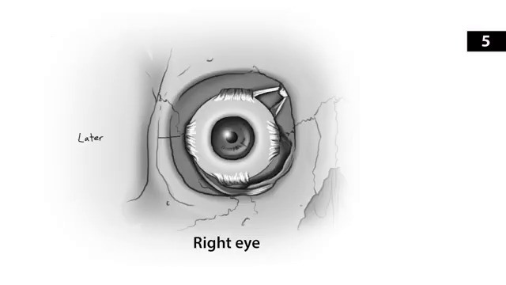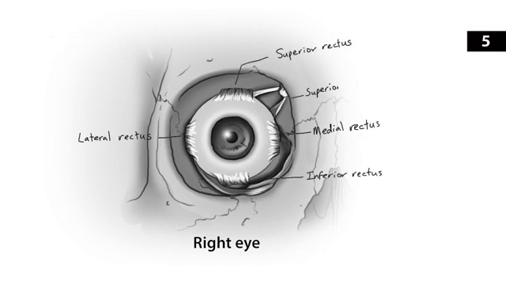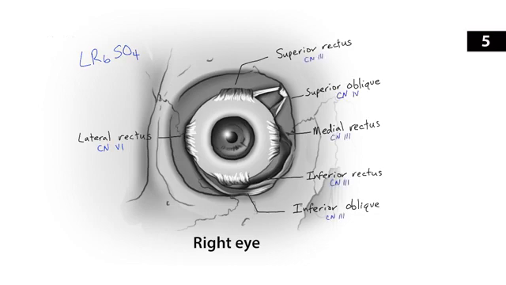The extraocular muscles are the lateral rectus, the medial rectus, the superior rectus, the inferior rectus, the superior oblique, and the inferior oblique. So you need to know what cranial nerve innervates each of these 6 muscles and in what direction each muscle moves the eye. I'm sure you're familiar with the mnemonic LR6SO4 or LR sulfate, which reminds you that the lateral rectus muscle is innervated by cranial nerve 6, and the superior oblique is innervated by cranial nerve 4, and then all the other muscles are innervated by cranial nerve 3.